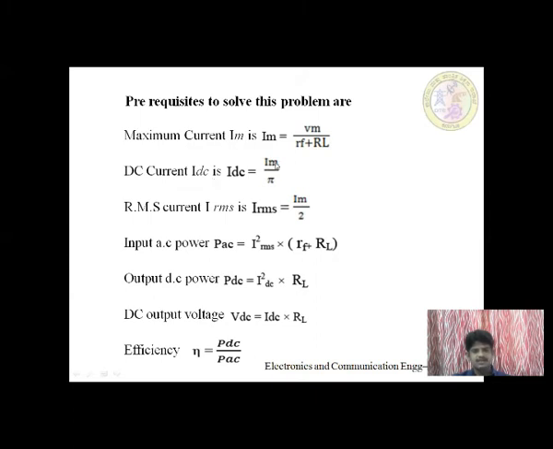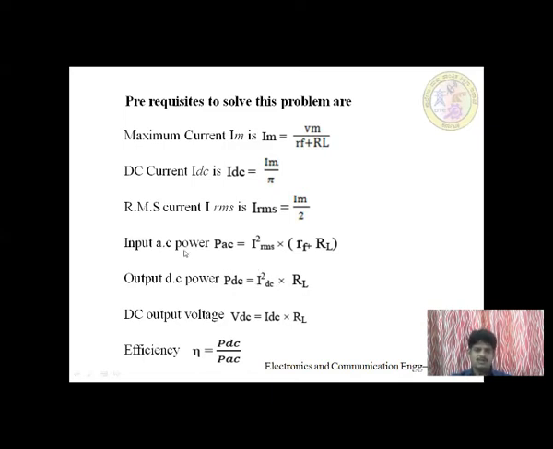So the IDC equation is Im by pi. Next, the root mean square current, that is IRMS, will be calculated using Im by root 2. Next, input AC power. Power is equal to I square into R as per Ohm's law. So I square is I square RMS, and R is equal to RF plus RL. Then output DC power PDC is I square DC into RL.